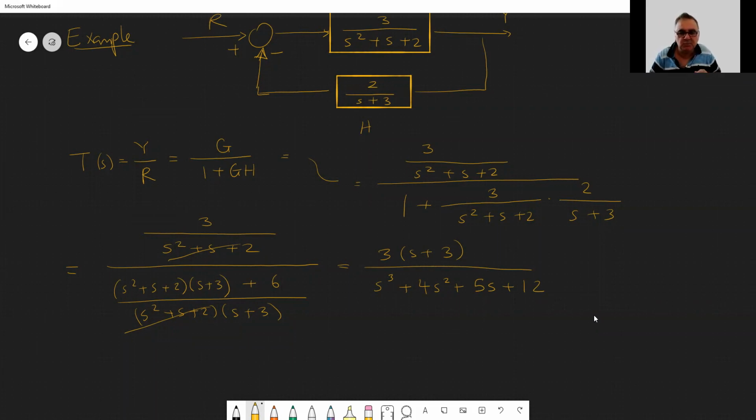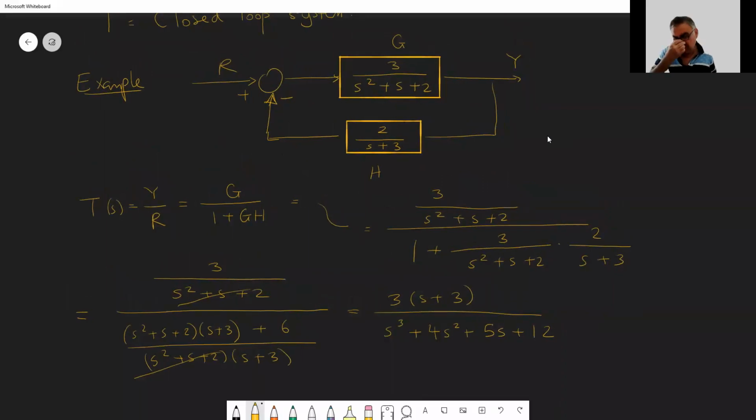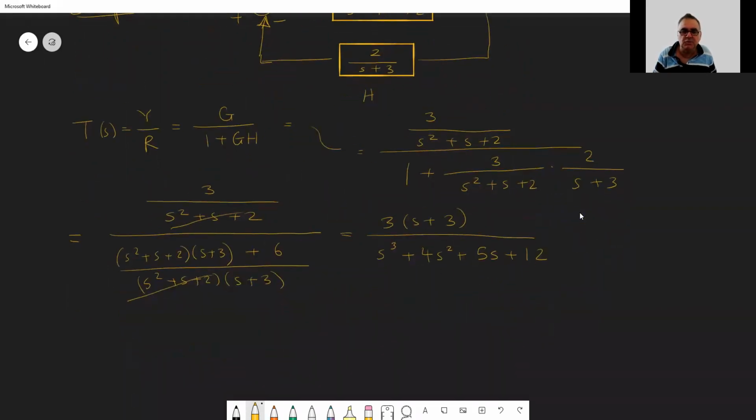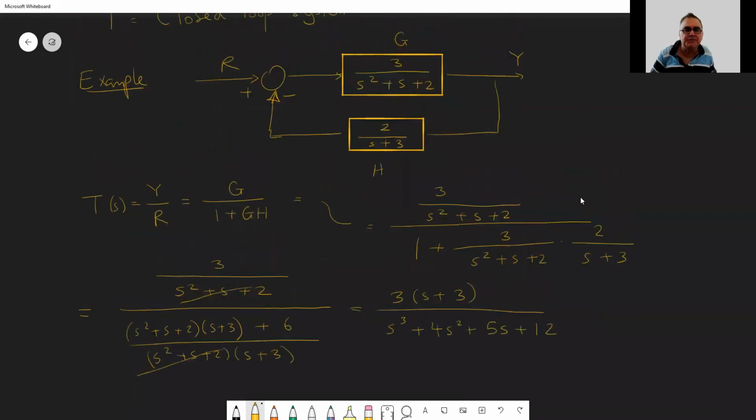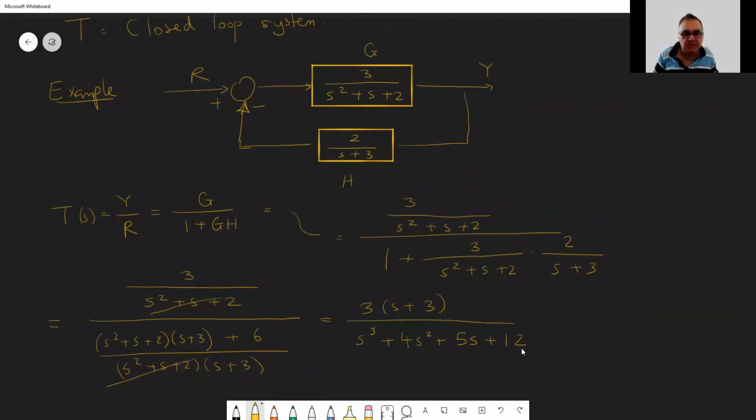The original system was of order 2. By the way, I didn't talk about the order of a system, right? Order of a system is the order of the denominator polynomial. Okay? So the original system was of second order, G, but the T system, the closed loop system, is of third order, as you see. And poles, zeros, the original system had no zeros. Now it has a 0 at s equals minus 3. It has 3 poles, whereas the original system had 2 poles, etc.